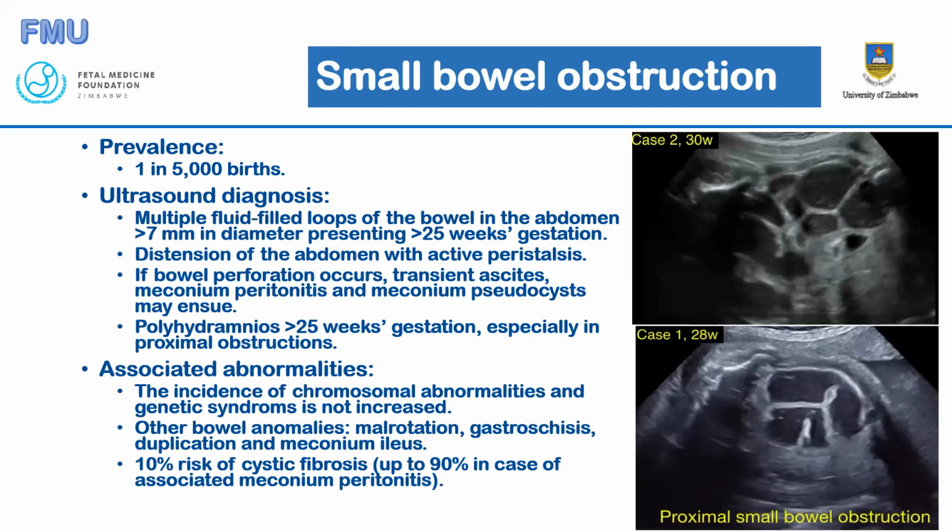We see multiple fluid-filled loops of bowel in the abdomen, measuring greater than 7 millimeters in diameter. The median gestational age of presentation is around 25 weeks and beyond. So what does it mean? That means it is possible to miss intestinal small bowel obstruction in the second trimester anomaly scan.